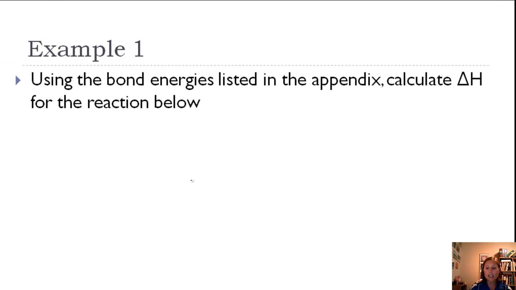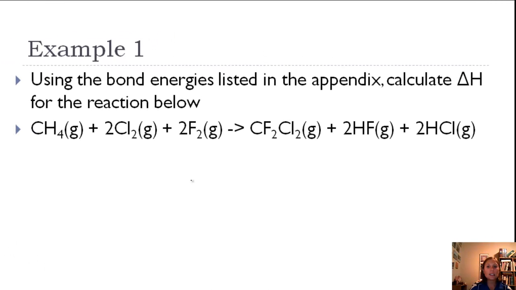So let's take a look at an example. Okay, so we want to calculate the bond energy for this reaction. So remember, we're doing reactants to products. If we look at CH4, we have carbon, hydrogen, hydrogen, hydrogen, hydrogen. So I know we have 4 C to H bonds, C to H, and we're going to do 4 of them.